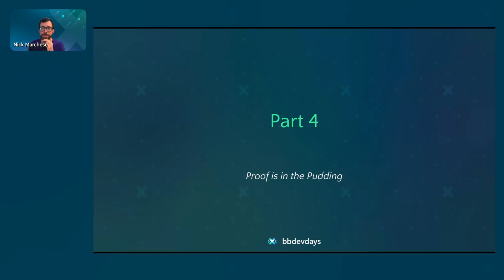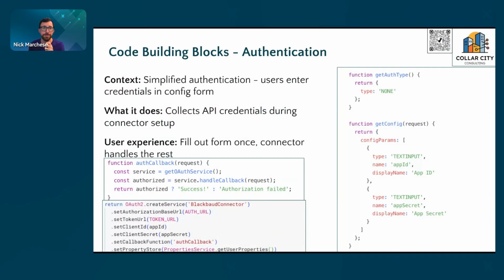So a little bit about what this looks like. So here's a bunch of code. I know there's some stuff here. So some of the stuff we already talked about. So a way to simplify the authentication in some way, right? So the users enter their credentials, you're collecting it, and then they only have to enter it one time, and then the connector's handling the rest.